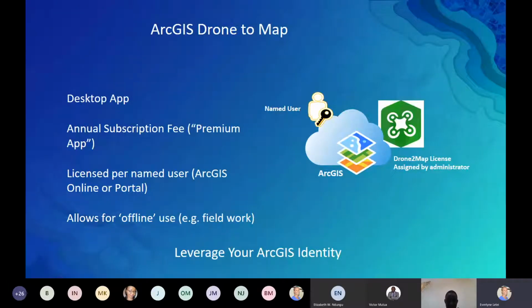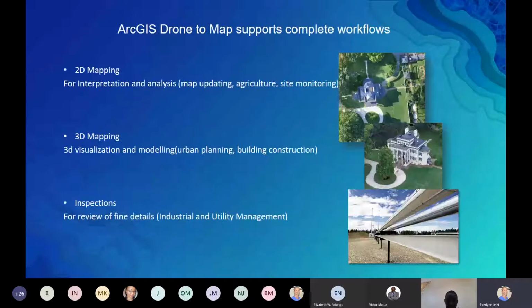We will be looking at how you're able to process your data captured using the drones in Drone2Map and share it with others. In terms of the workflows that are supported, Drone2Map supports quite a number of workflows. The first workflow is mainly 2D mapping. Maybe from your data sets, you need to do some interpretation and analysis, especially for those in the agricultural sector or even site monitoring. So that's 2D mapping workflows.